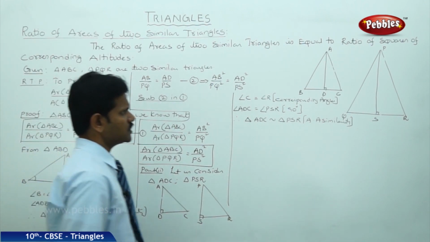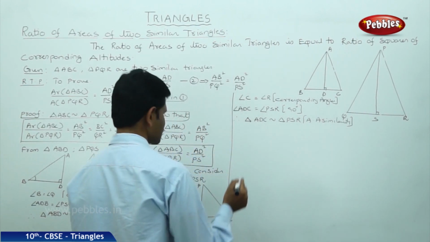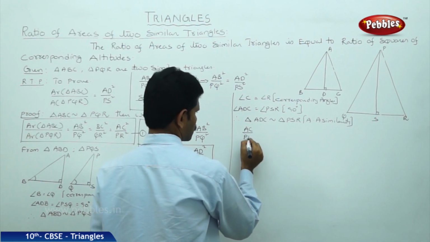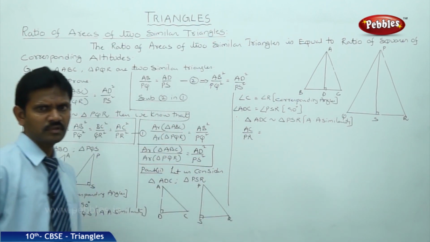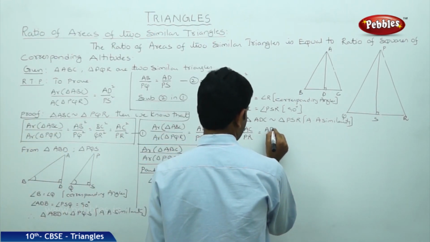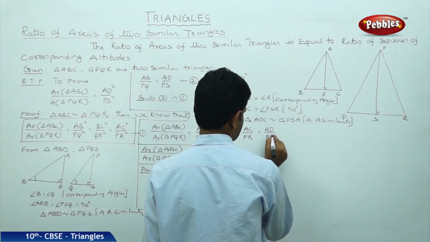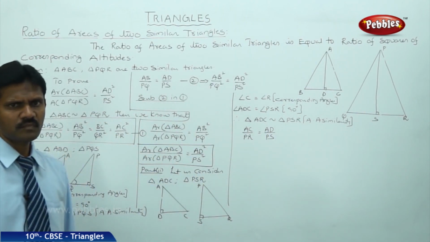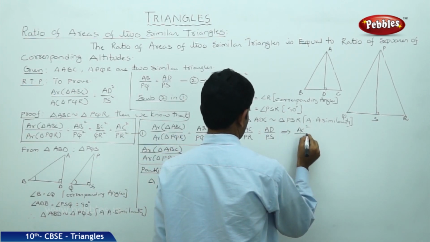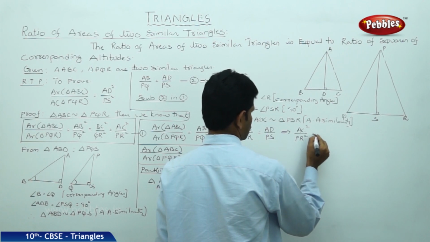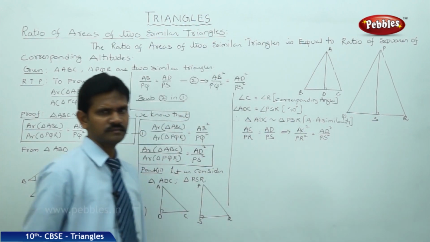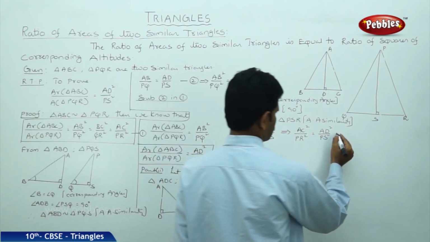Now from this, what I conclude is that AC by PR is equal to AD by PS. Now this implies, squaring on both sides, AC square by PR square is equal to AD square by PS square. Now this is equation 3.